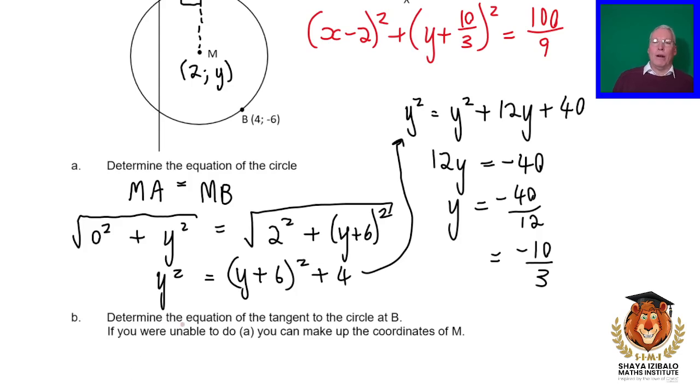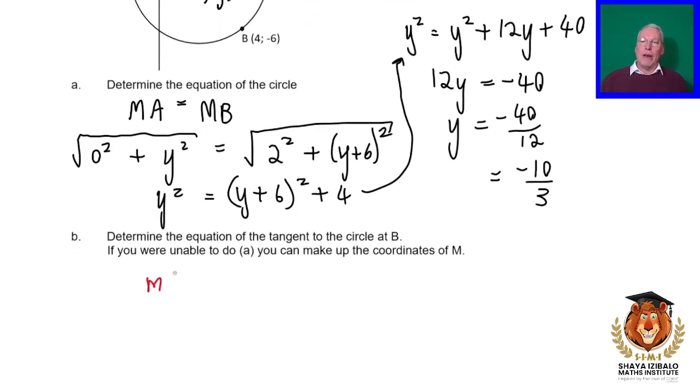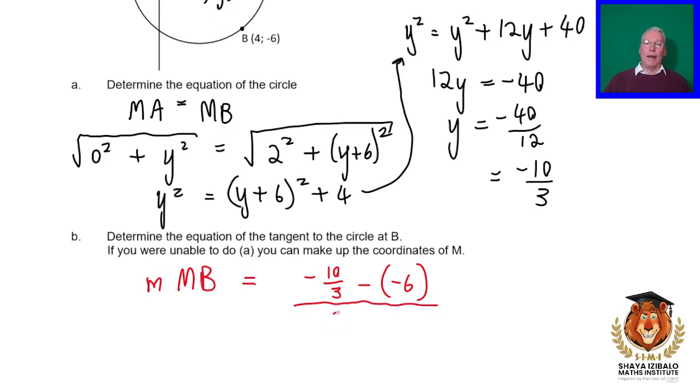Then we are asked to find the equation of the tangent to this circle. Okay, and that's not too bad because we know what y is now. So we know the gradient of MB. Remember, we're going to take our y values and subtract them. So we're going to go minus 10 over 3 minus the other y value of minus 6 over our x values, which is 2 minus 4. Notice I'm expecting a negative answer because MB is the radius. It's a line going downhill. Okay, so there it is.